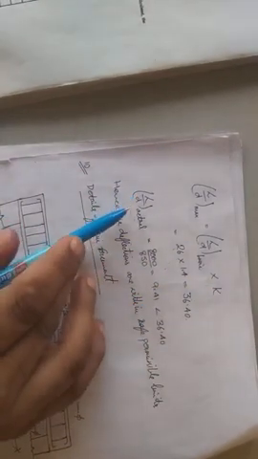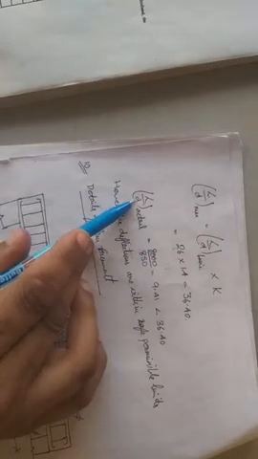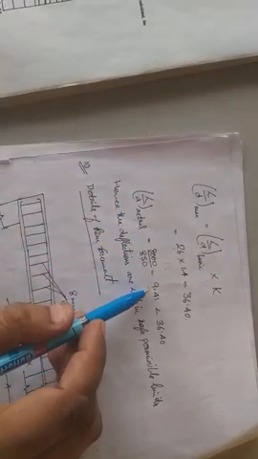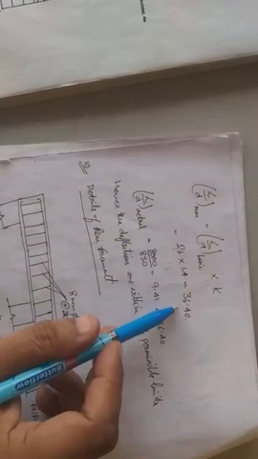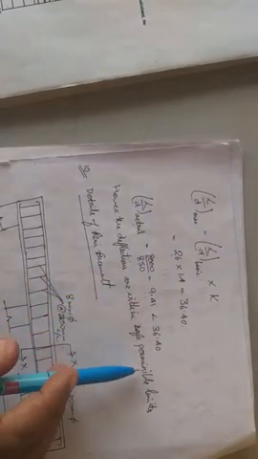Now L by D actual: L is your effective span 8000, D is the effective depth, that is 850, which comes out to be 9.41. So it is much lesser, safer than, it is less than the 36.4 which you got as maximum. That means the deflections are within the safe permissible limits. The last step is that we can draw the reinforcement diagram.